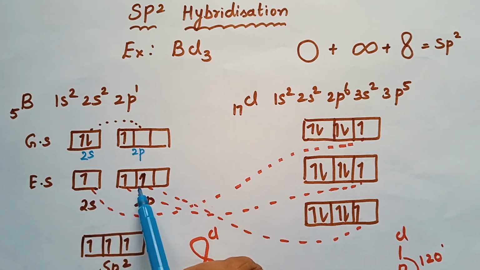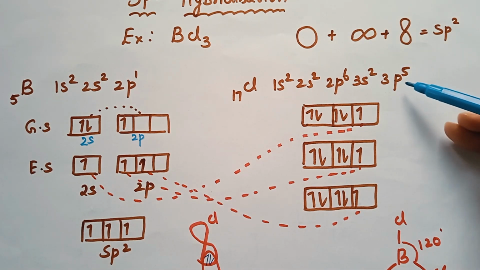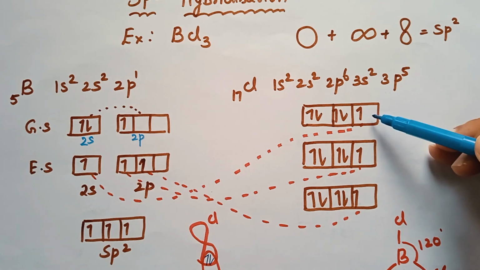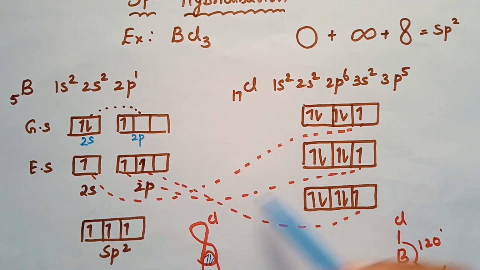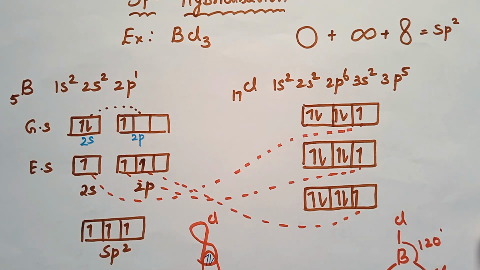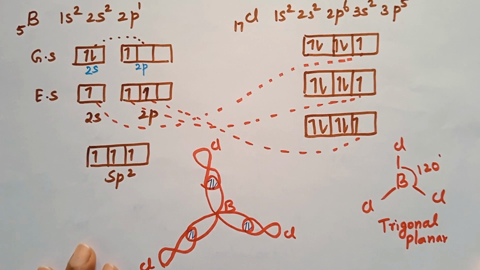These s and p orbitals together form sp2 hybrid orbital. This is sp2 hybrid orbital. Now what happens in chlorine, there will be 5 electrons in 3p orbital, and it needs 1 electron for each chlorine atom. So these three electrons will pair up with the electrons in chlorine atoms, and it forms sp2 hybridization. So how to draw the structure of BCl3?